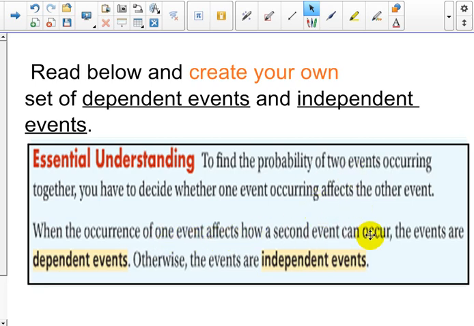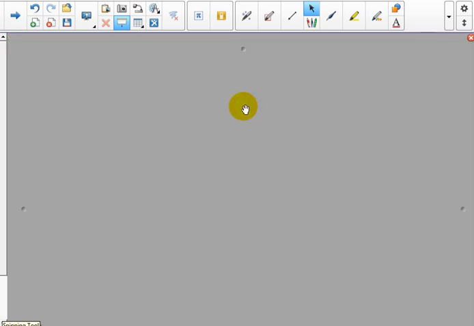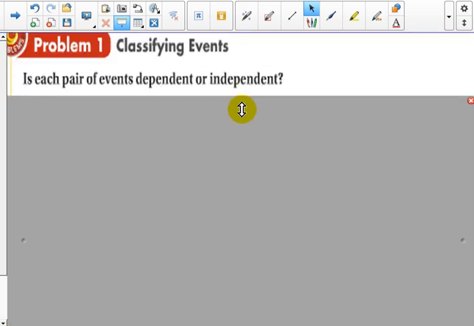When the occurrence of one event affects how a second event can occur, the events are dependent events. They depend on each other. Otherwise, they are independent events. So let's look at some examples. It says, is each pair of events dependent or independent?